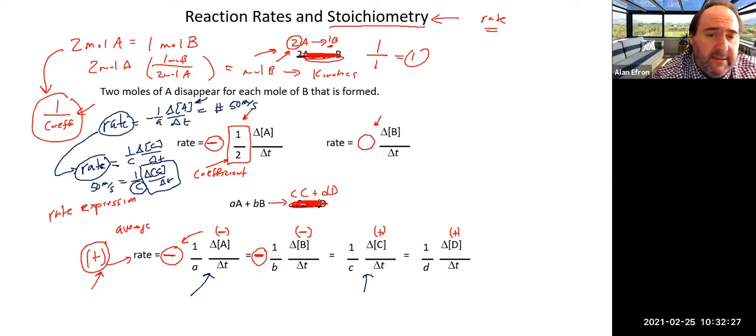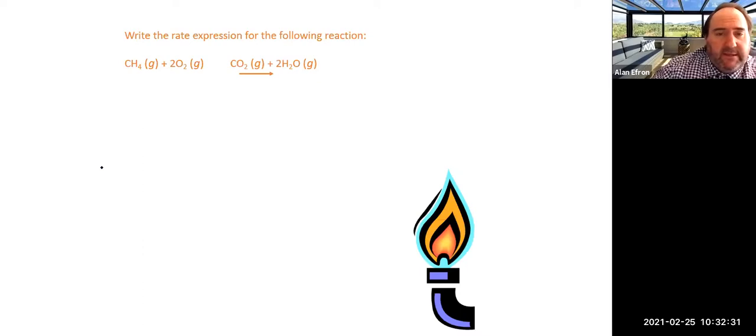All right, so why don't you give this a go? All my arrows moved. Let's move that over there. Cross that out there. So why don't you write the rate expression for this one and see what you come up with? Take a minute, and then we'll talk about it.